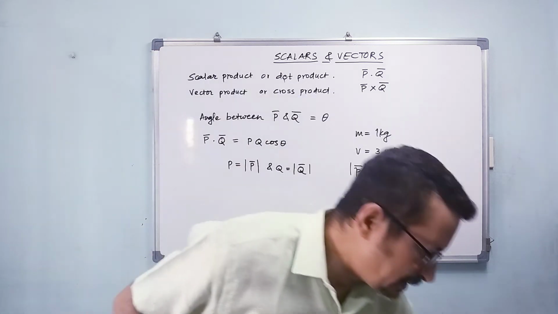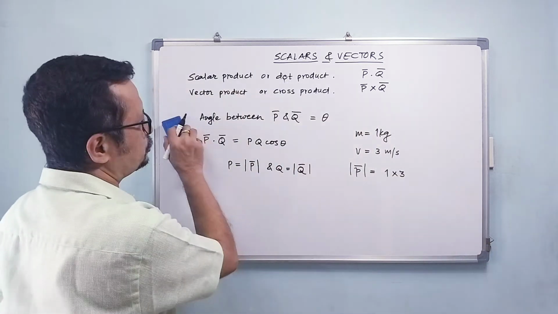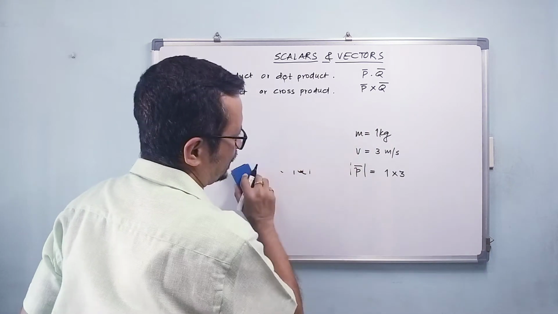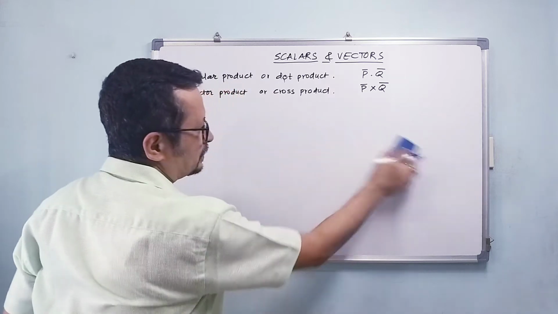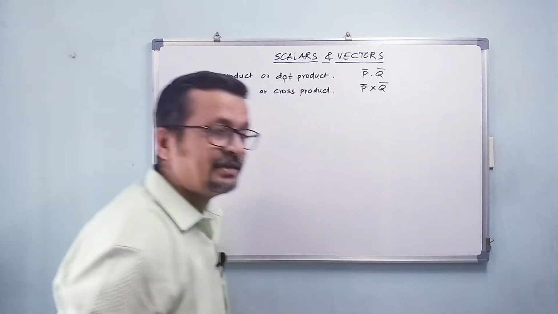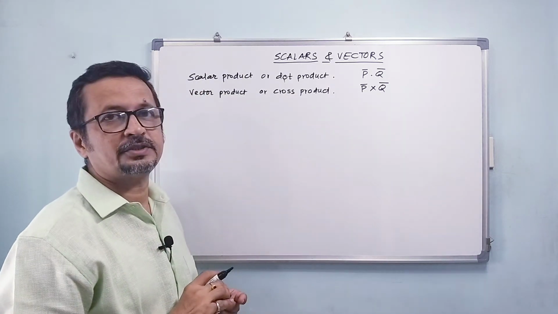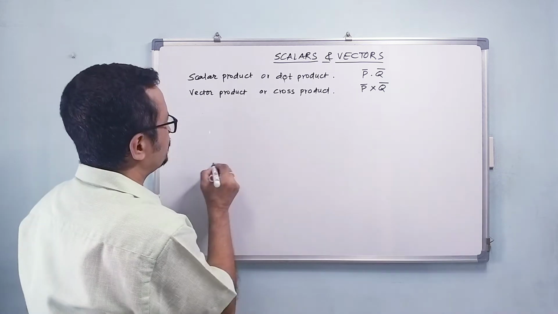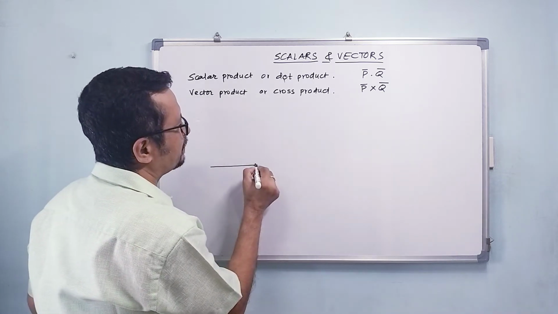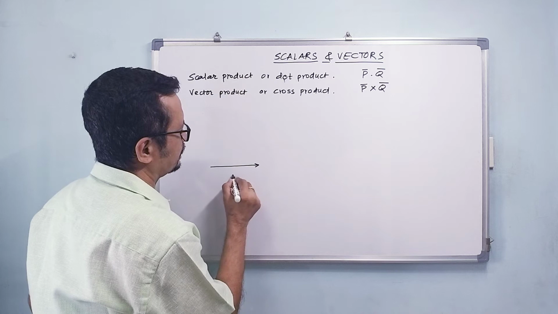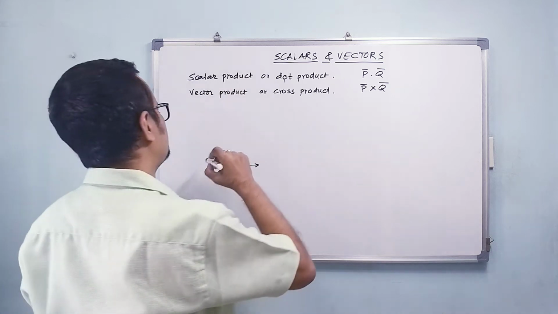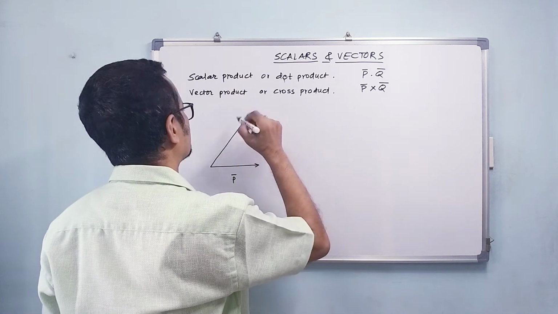Let us do that in detail. Basically, what is the logic behind having that cos theta? Now suppose I have this vector p bar here, and q bar is over here.